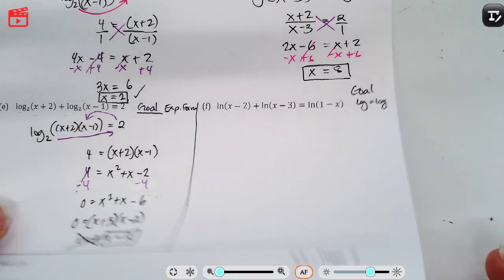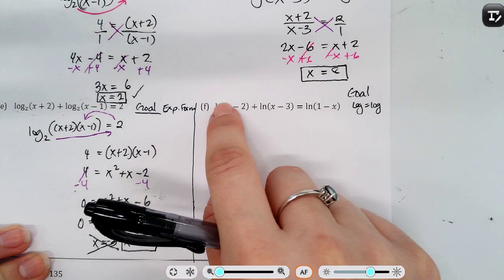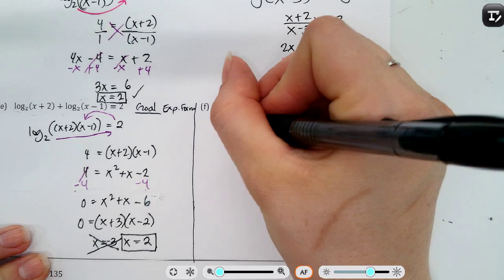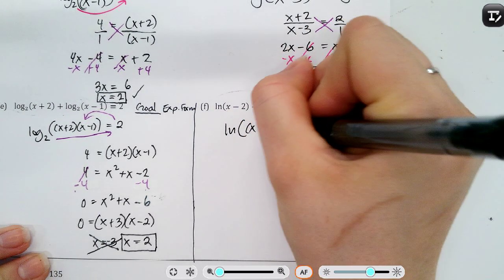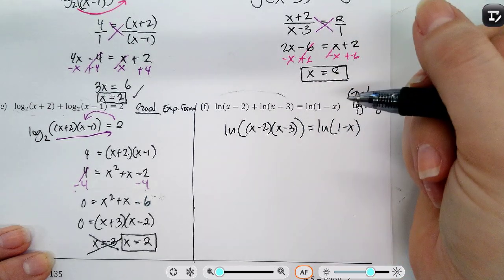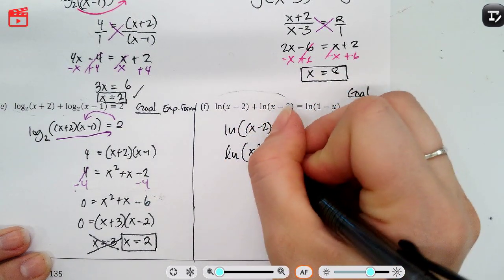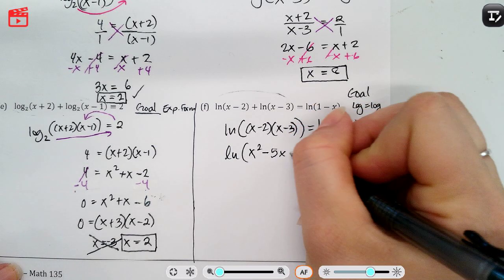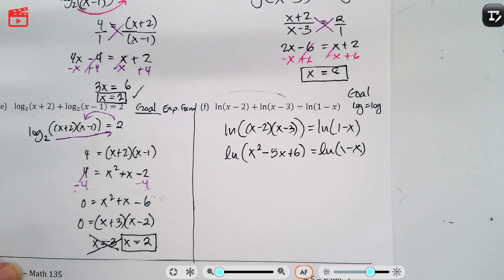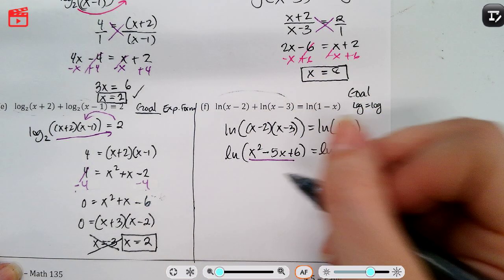All right, I think this is the last one. Yes. All right. So, as I said, my goal was to make it log equal to log, because these are all logarithms. Okay, so to do that, I'm going to combine these two on this side. It's addition, so I'll be using multiplication. All right. I'm going to FOIL this one out real quick inside. So that's x squared minus 5x plus 6 equals ln of 1 minus x. Okay, so now I'm going to go ahead and equate the arguments. Because I have a log equal to a log and they're the same base.